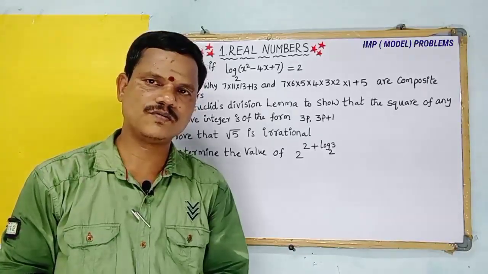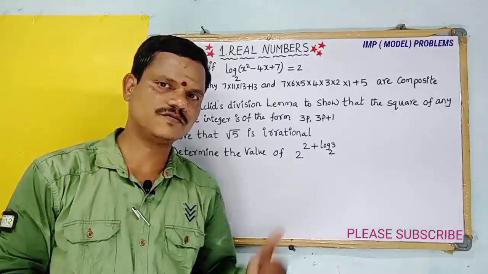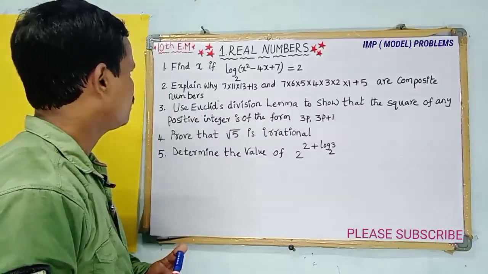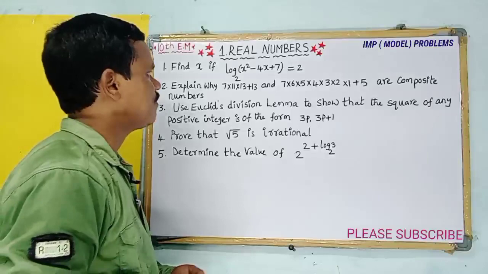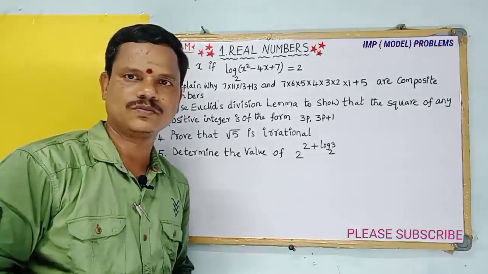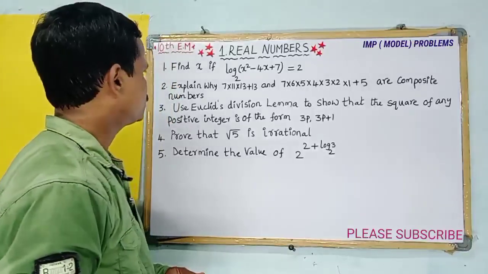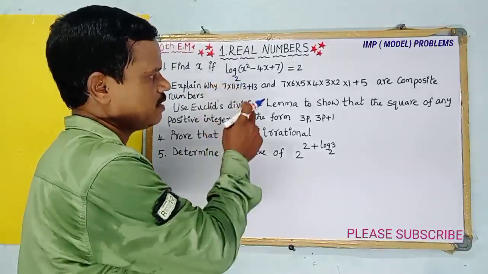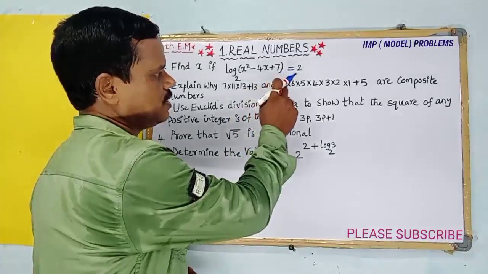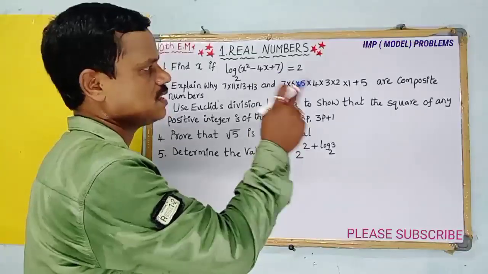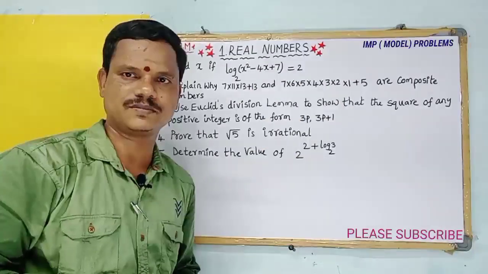In this video we are going to solve these 5 problems. First one, find x if log of x square minus 4x plus 7 base 2 is equal to 2. Second, explain why 7 into 11 into 13 plus 13 and 7 into 6 into 5 into 4 into 3 into 2 into 1 plus 5 are composite numbers.